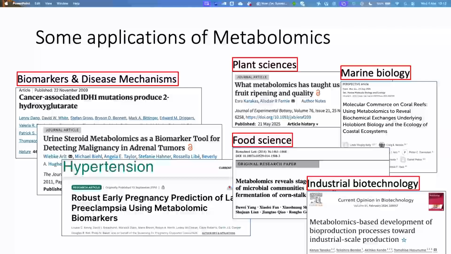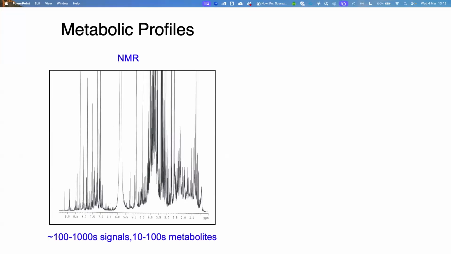So how can we actually produce certain small molecules on an industrial scale by, for example, re-engineering bacteria to produce a certain molecule that's of interest? So what do metabolic profiles look like? I showed you some very tiny earlier on, but this is essentially our primary data that we start with in metabolomics, at least on the NMR side.